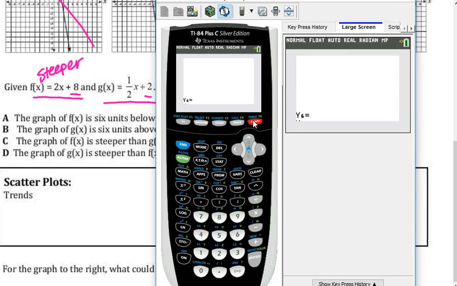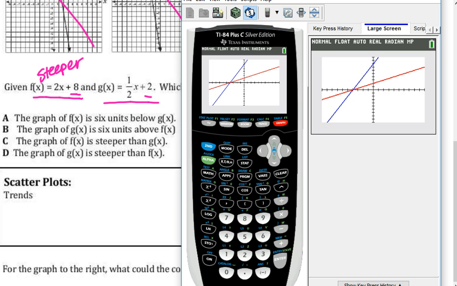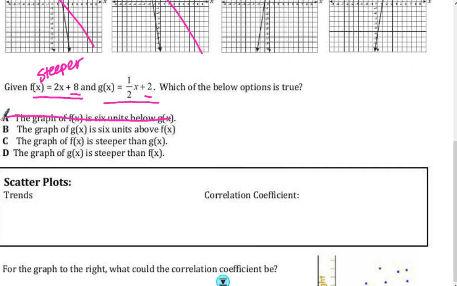Now I'm just going to go look at my graph. So the blue one is f of x, and the red one is going to be g of x. So let's talk about these two things and look at our answer choices. So the graph of f of x is below g of x. All right, that's talking about our y-axis, so no. Here's f of x, here's g of x. F of x is clearly above g of x, so he's gone.